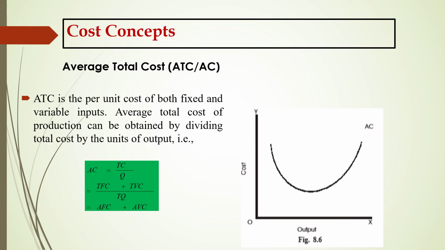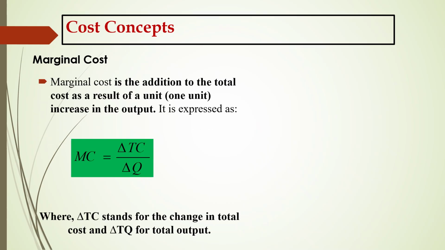Now we see this average total cost. Similarly, average total cost is the per unit cost of both fixed and variable input. So average total cost of production can be obtained by dividing the total cost by total unit of output, similar to average variable cost and average fixed cost. The another concept is marginal cost. Now marginal cost is what? Marginal cost is the addition to the total cost as a result of one unit increase in the output.